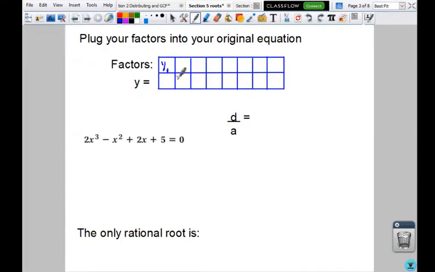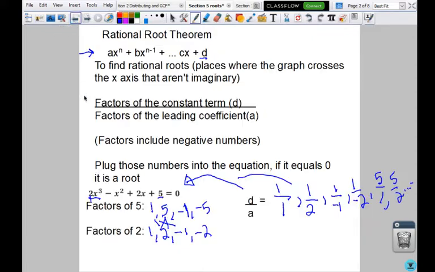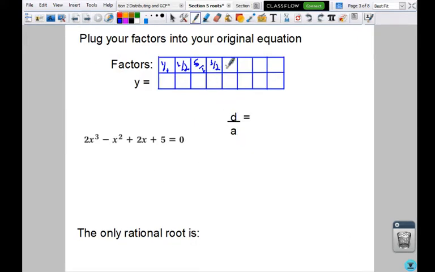And I'm not going to list them all because there's a lot. I had 1 over 2, excuse me, 5 over 1, 5 over 2, and then I had, let's see, I forgot my negatives. The order you do these in doesn't matter. I had -1 over 1, -1 over 2, and we're going to keep going.